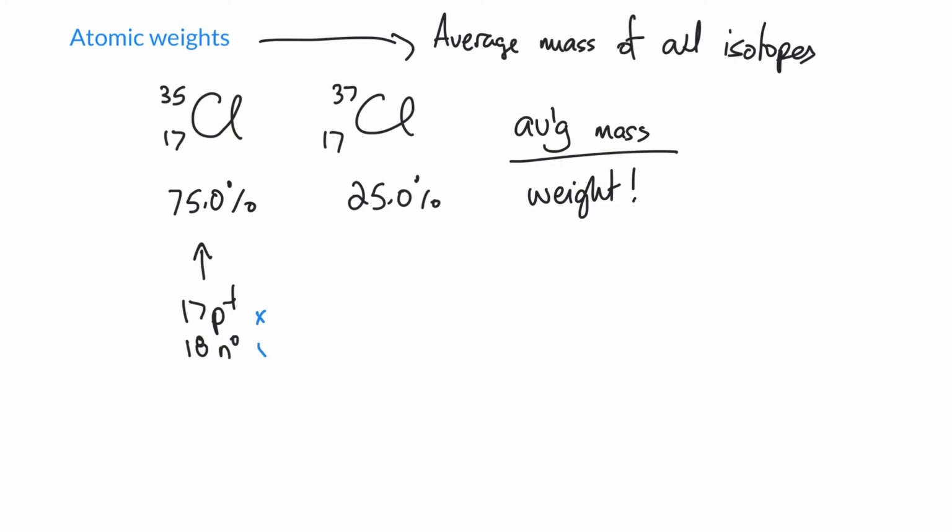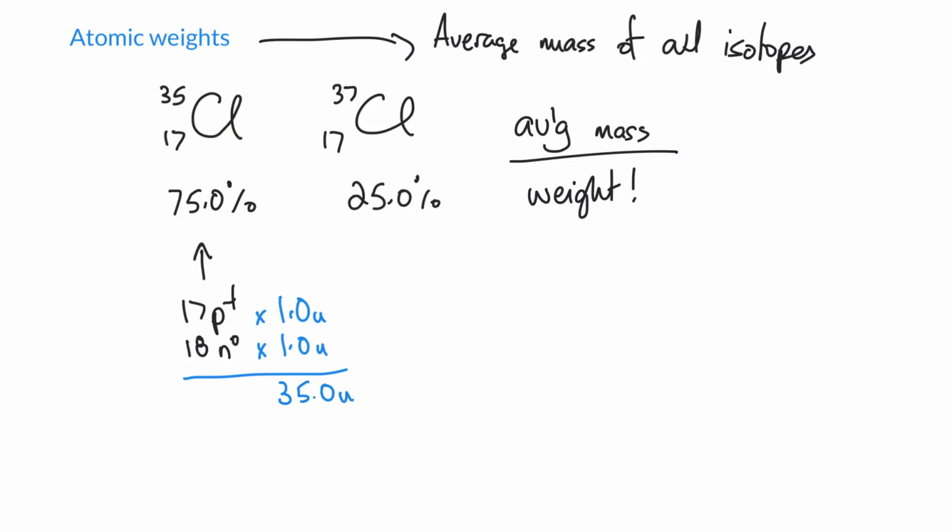How heavy is this? Well, it depends on how much effort you want to put into this. For this class, we can just assume the weight of a proton is 1 atomic mass unit, and the weight of a neutron is 1 atomic mass unit, and we can essentially add that up. So we have 17 ones and 18 ones, which gives us 35 ones. So we have a mass of 35 atomic mass units.